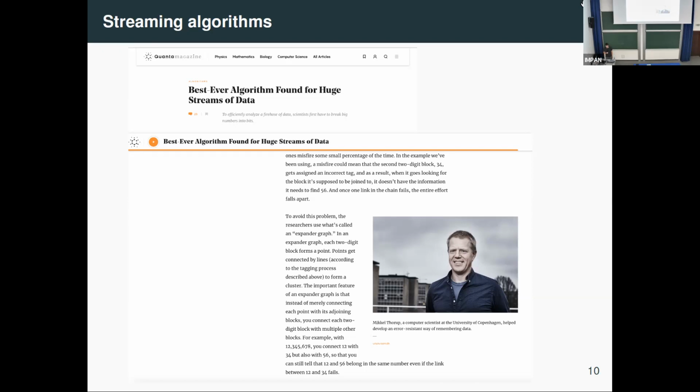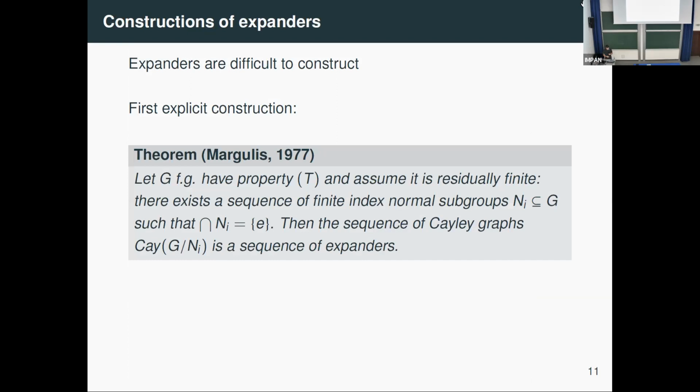All right, so this is why you would care about these graphs. However, the problem is that they are difficult to construct. Their existence was known since the 50s, and it was an open problem how to actually give an explicit construction.